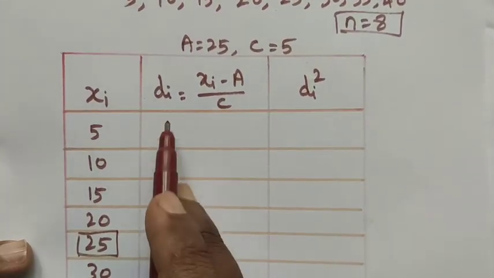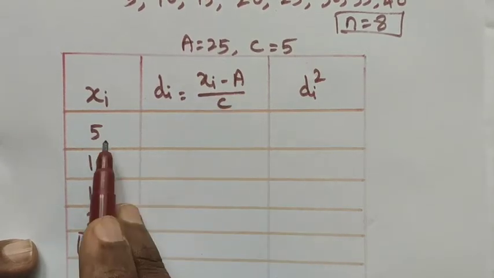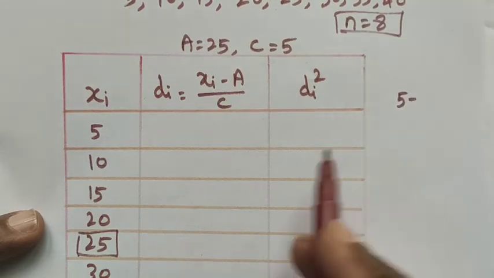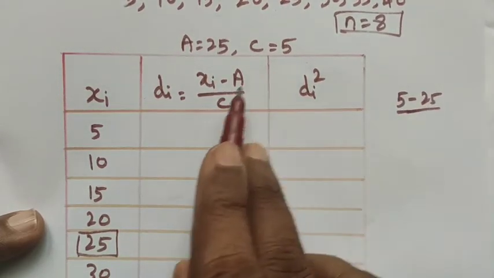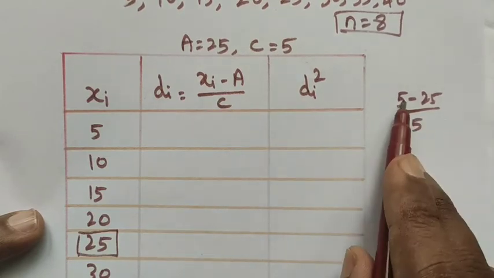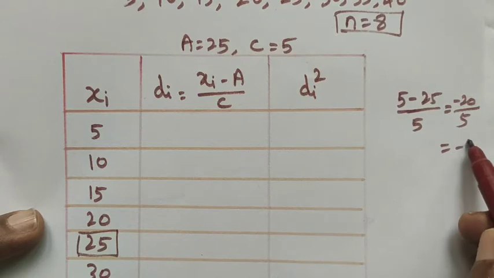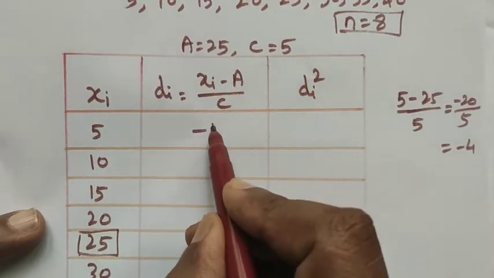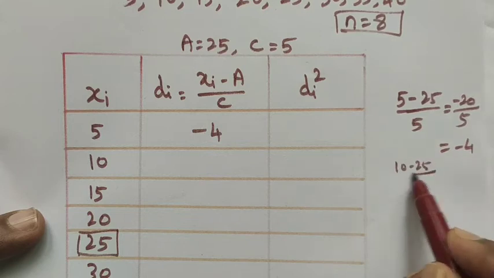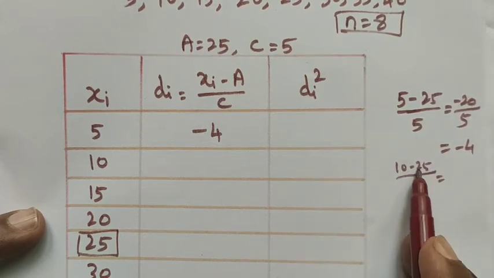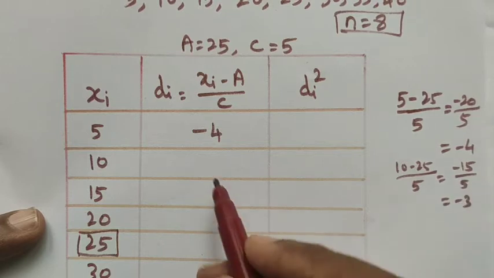Now we want to find the deviation di. di is xi minus A, divided by C. Xi is 5, A is 25, C is 5. So 5 minus 25 is minus 20, divided by 5 is minus 4. Here we have 10. 10 minus 25 is minus 15, divided by 5 is minus 3.